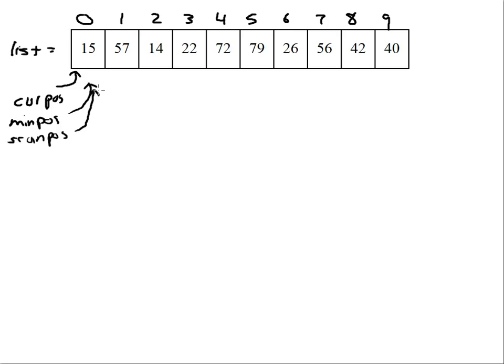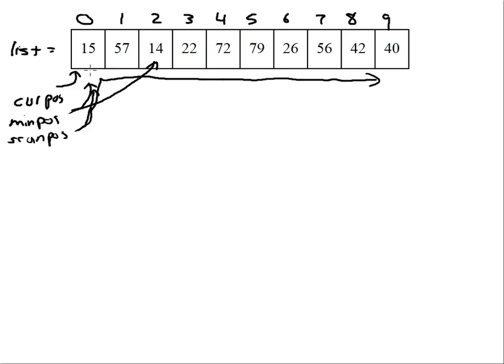Once we've got all this set up, we start moving the scan position from here and continue on down our list. So scan position will go from 0 to 9. The min position, every time we find in the scan position a number less than the current min, then we go ahead and move the min position. So right now the min position will be 15. 57 is not less than 15. 14 is, so we'll move the min position over here. Then we keep scanning, and I do not see anything less than that.